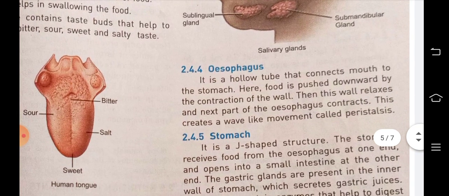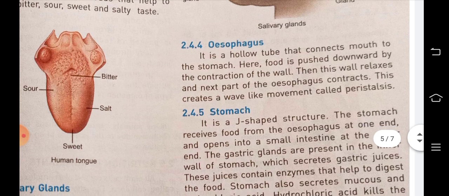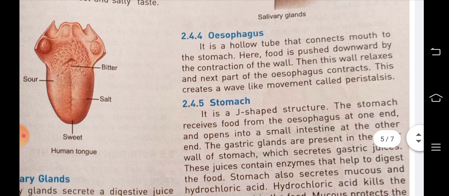Then esophagus, it is a hollow tube that connects mouth to the stomach. Here food is pushed downward by the contraction of the wall. Expansion and contraction of the wall of esophagus takes place, which pushes the food inside the stomach from the mouth. Then this wall relaxes and next part of the esophagus contracts.